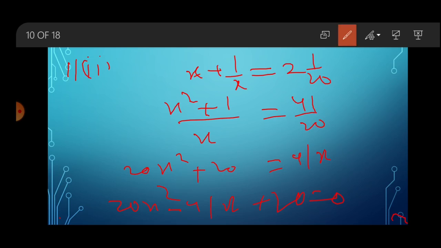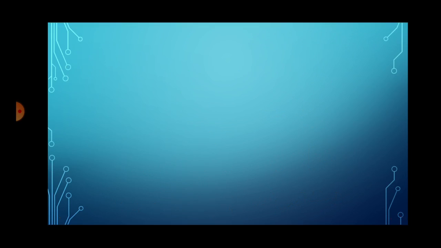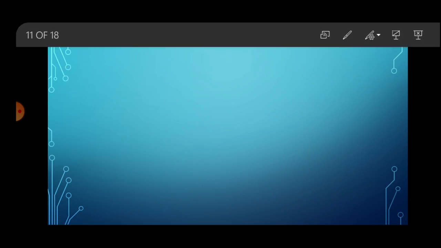41 is actually written here, so don't be confused. So again, the product of 20 and 20 becomes 400. Now 400 is to be broken into two such parts whose addition or subtraction will be 41. Now again I will use the successive division method on the next page.